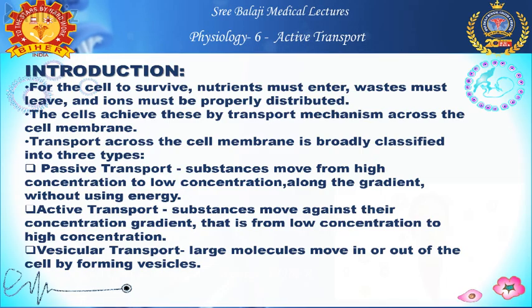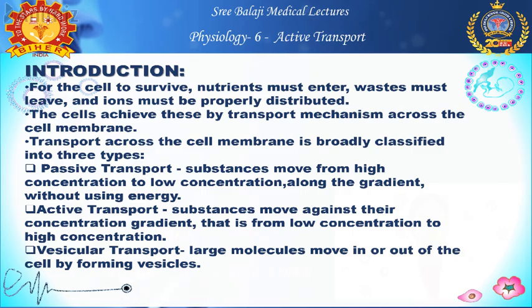Before we understand active transport, let us briefly see how substances move across the cell membrane. The cell membrane is selectively permeable. It allows certain substances to pass while restricting others. For the cell to survive, nutrients must enter, waste must leave, and ions must be properly distributed. Transport across the cell membrane is broadly classified into three types: passive transport, active transport, and vesicular transport.